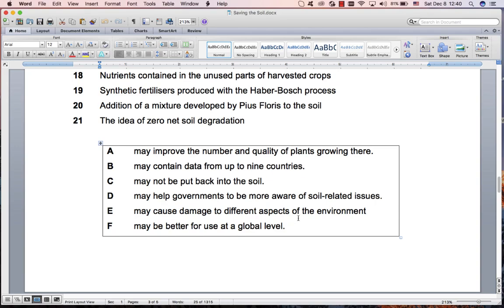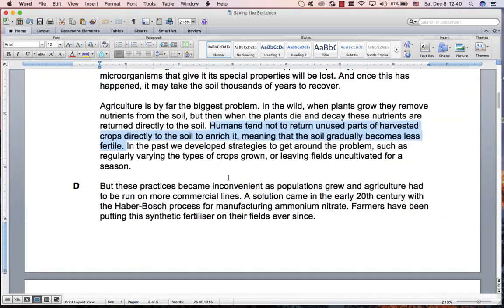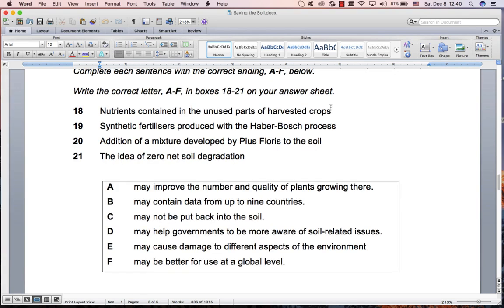So does it damage different aspects of the environment, or is it not put back into the soil? And then go back and compare again. And it's just tend not to return directly to the soil. So pretty straightforward. There's nothing about other aspects of the environment. So you should be able to see that one was C.